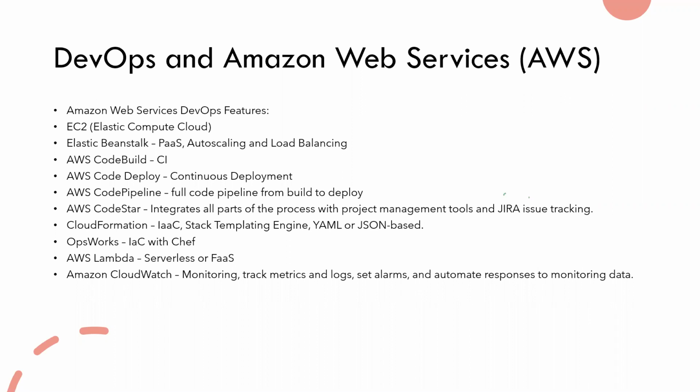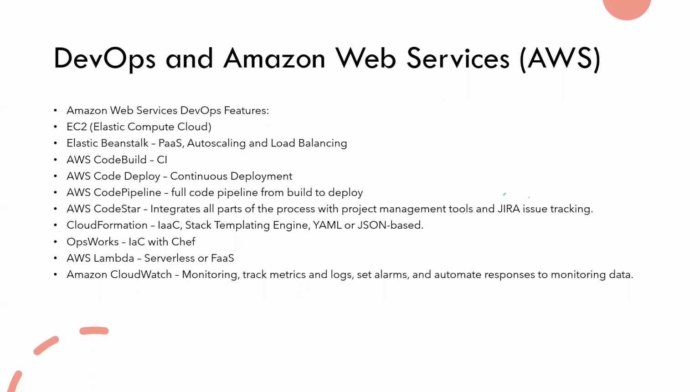It allows you to integrate with Jira and other project management tools. Then you have CloudFormation, which acts as infrastructure as code. You can set up your infrastructure. It is also JSON or YAML based, anything you can write. Then OpsWorks is again your infrastructure as code, where you use Chef or Puppet, anything.